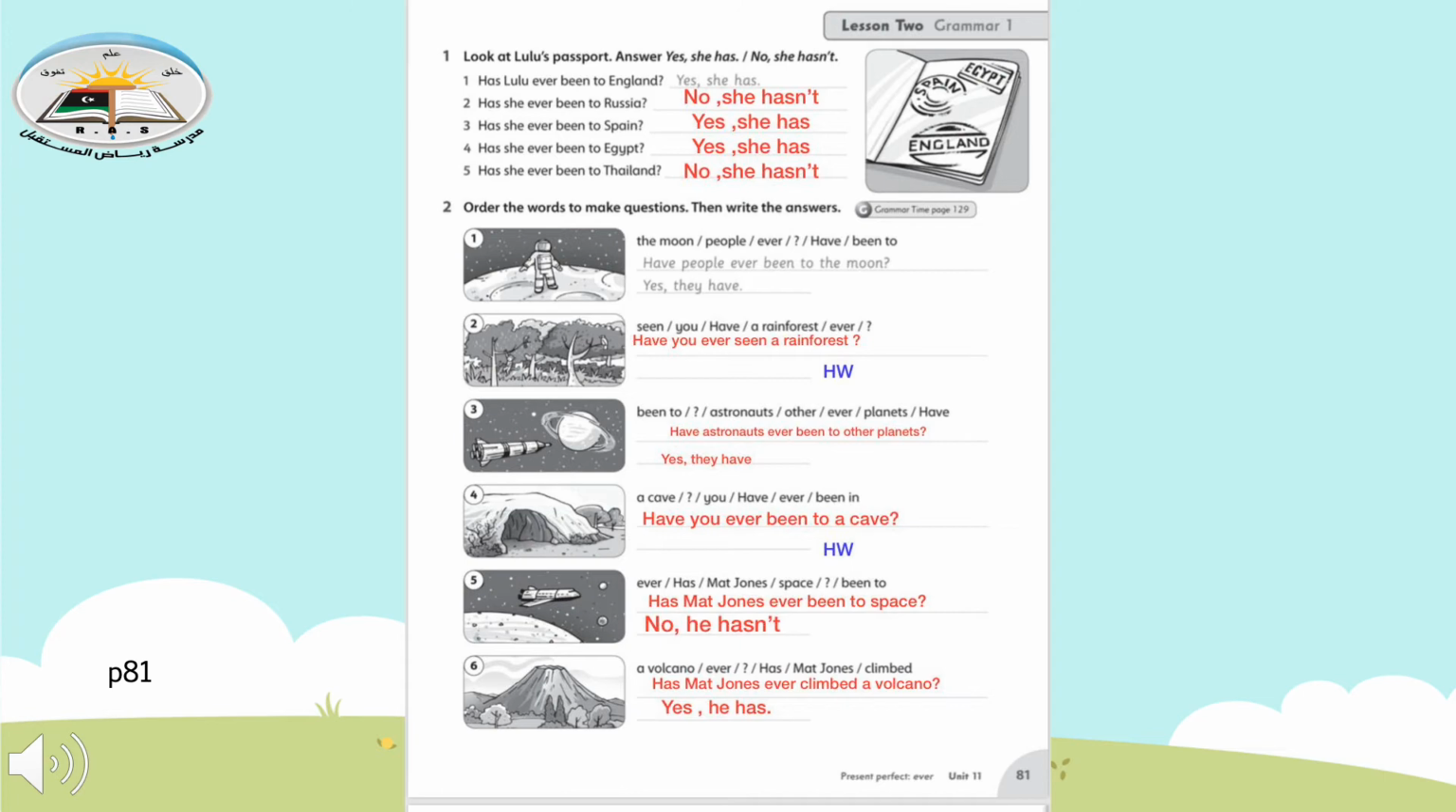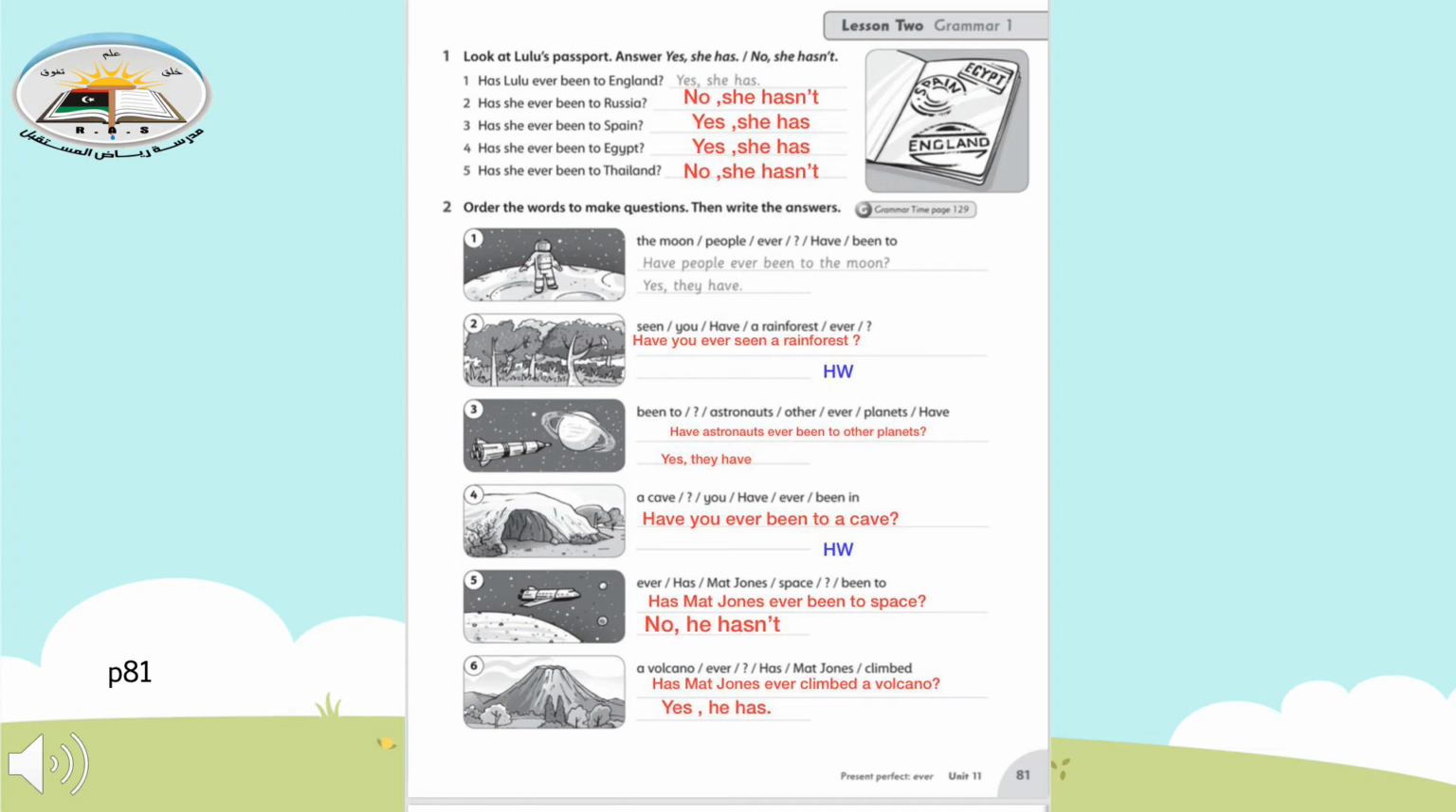So number 2. Have you ever seen a rainforest? The answer is, have you ever seen a rainforest? Number 3. Been to, astronauts, other, ever, planets, have. The answer, have astronauts ever been to other planets? The answer, yes, they have.